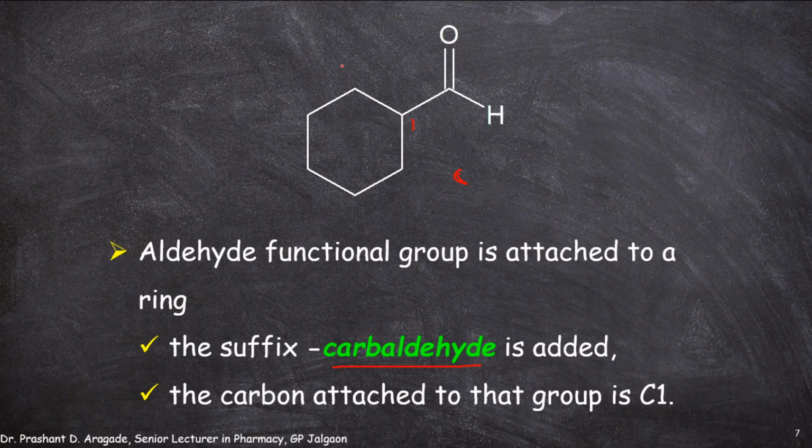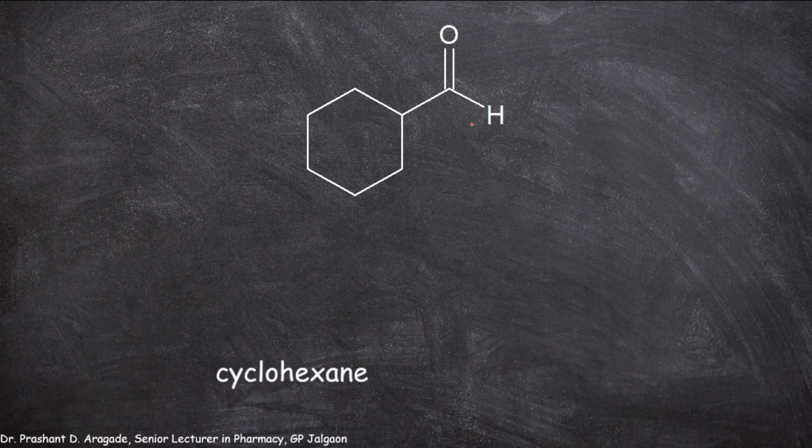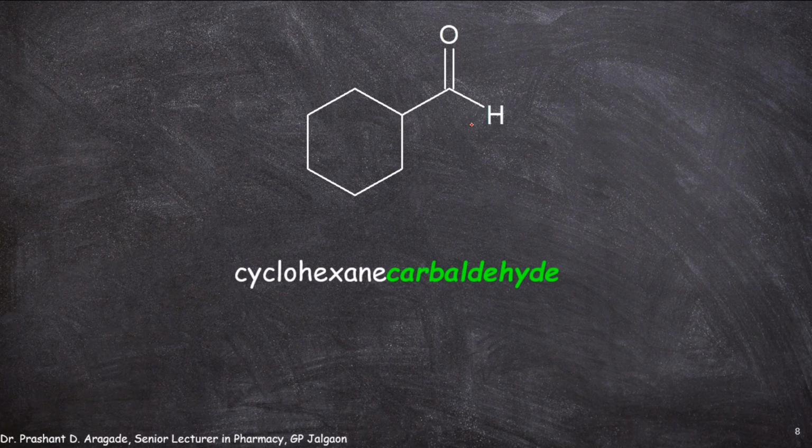If it contains substituents, then you have to follow the direction in such a way that the substituent-carrying carbon atom must possess the lowest possible number than the carbon atom on which the carbonaldehyde is attached. So the name of this compound is cyclohexane carbonaldehyde. Cyclohexane means it contains 6 carbon atoms in a ring formation, and carbonaldehyde is a suffix used for the aldehyde which is attached to cyclic compounds.